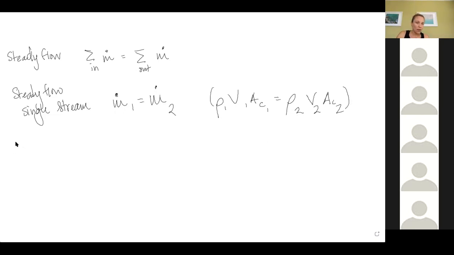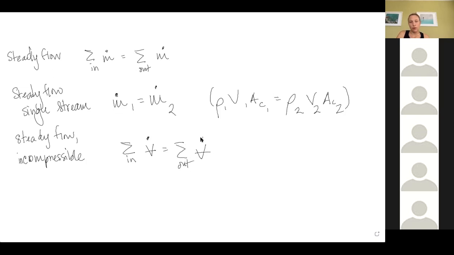If you have a steady flow, so not a dynamic flow, a steady constant rate flow, that's incompressible, so a liquid, not a gas, you can have the summation coming in of your volumetric flow rate needs to equal the summation going out of your volumetric flow rate. You should have already written these down last week. I'm just going over them because they're important.